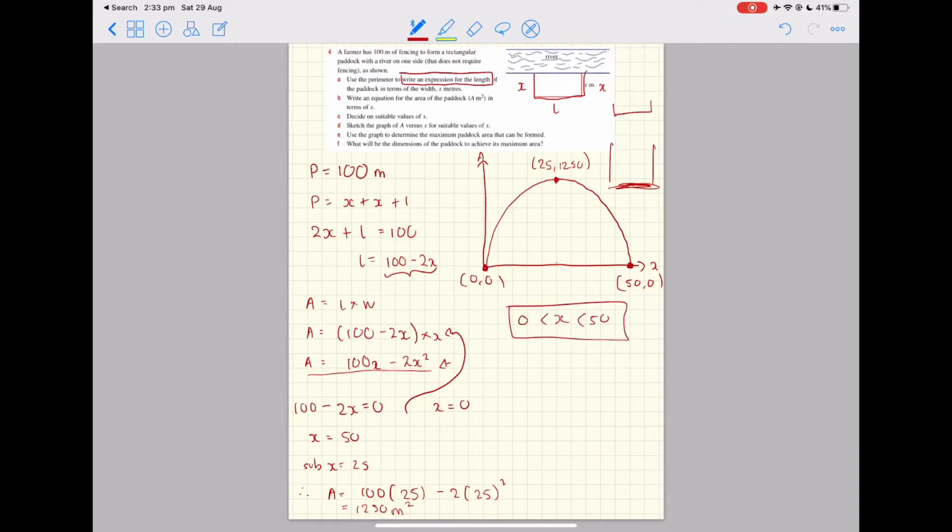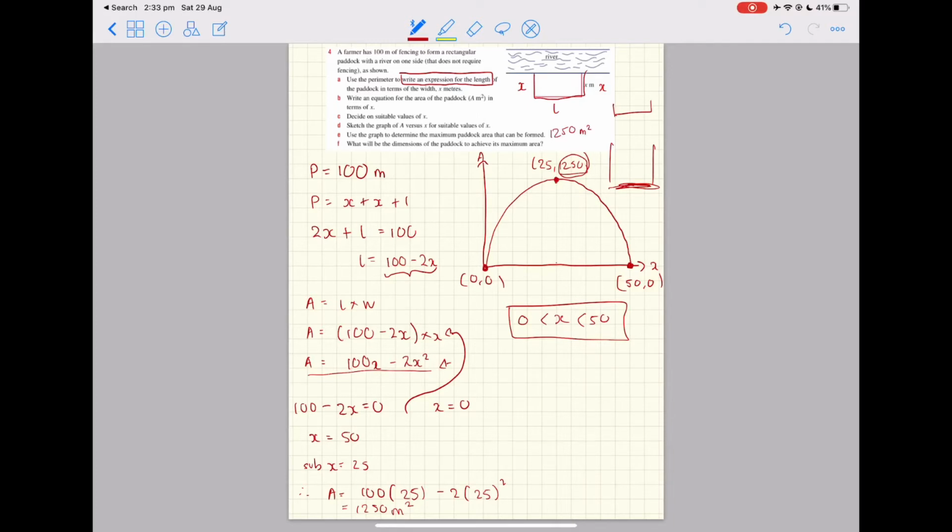Now to answer part B, it's asking use the graph to determine the maximum paddock area that can be found, and that was when we found the maximum, the y value of a turning point. So that's the answer for this one. That's going to be 1250 meters squared.